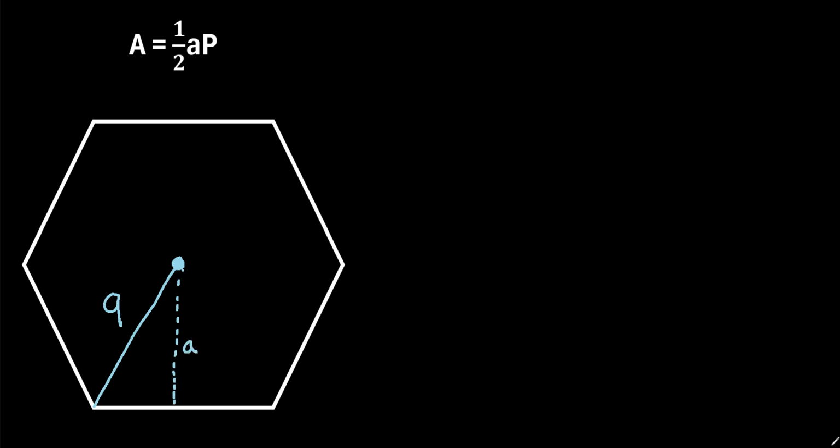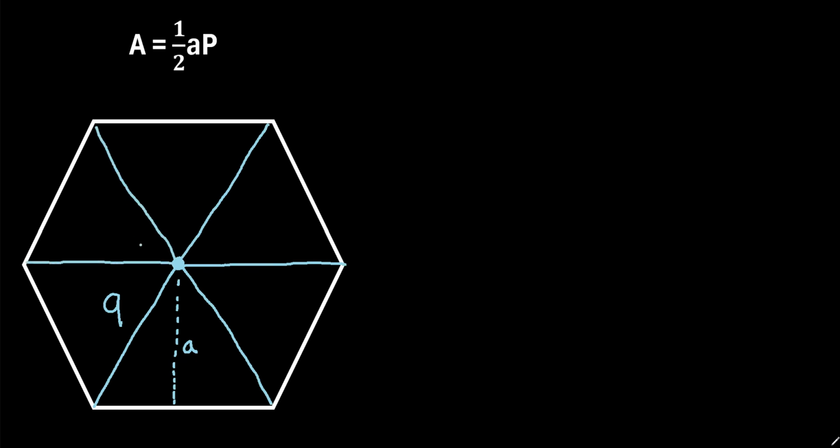So the trick is we need to split this hexagon up into congruent triangles. So let's split it up into 6 congruent triangles since there are 6 sides on the hexagon. And what we can say is the sum of all of these central angles of each of the triangles must add up to 360 degrees. So we can easily find the angle of just one of these triangles by doing 360 divided by 6. So what is 360 degrees divided by 6?